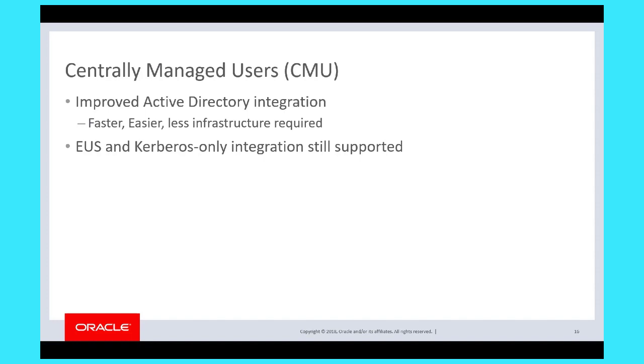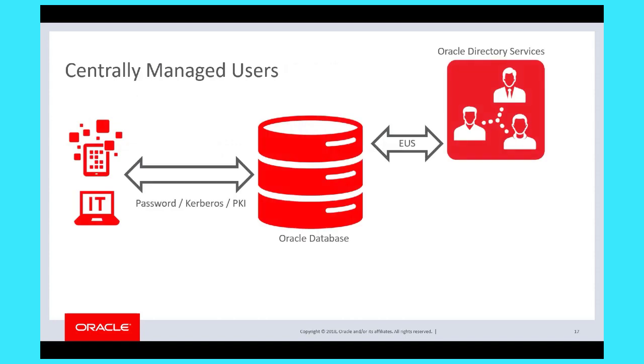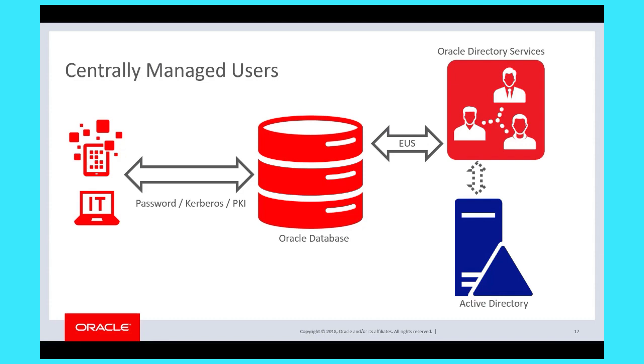And EUS gave you authentication, but it also gave you user identification, give it the username, and it gave you authorization. What privileges do you have? The challenge with Enterprise User Security is that it requires an extra directory. You couldn't hook the database directly to Active Directory. So you would have users coming to the database going over Enterprise User Security to one of the Oracle directory services. That could be Internet Directory, it could be Virtual Directory, or it could be the new Unified Directory.